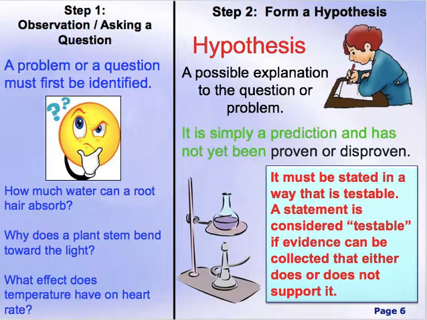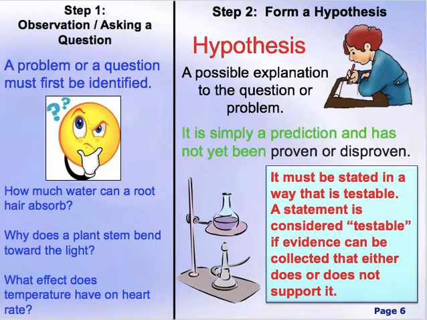So step one, observe, ask a question. A problem or question must be first identified. How much water can a root hair absorb? Well, okay, so we're actually looking at things in ways that we can measure, remember? So we would be able to gather or record how much water would be absorbed. Why does a plant stem bend toward the light? Or what effect does temperature have on heart rate? So all these things are something that we see happening, and now we want to know why it happens.